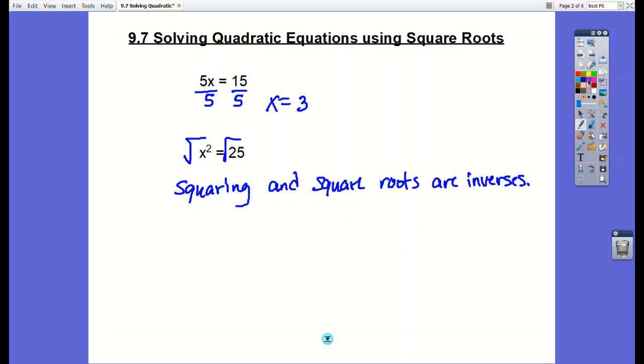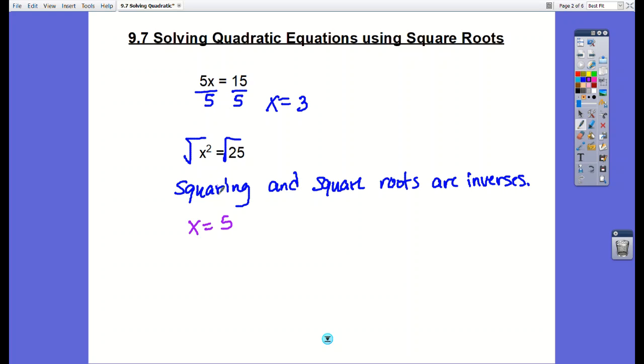Okay, so everybody, what's the square root of 25? 5. So we get x equals 5 here. Now, plug this back in, 5 squared equals 25. Yeah, that works. Is that the only number squared that equals 25? No. Jack? Negative 5. Yeah, so this actually has two answers.